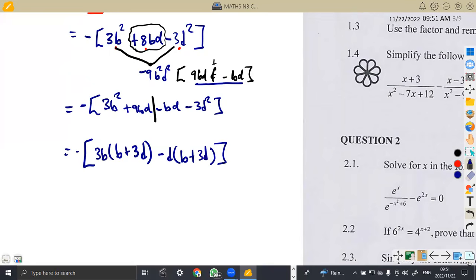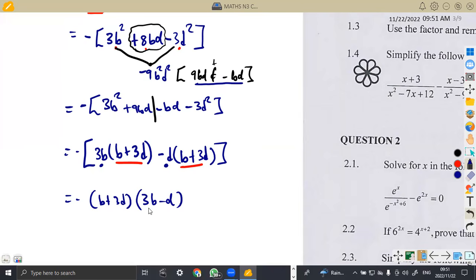So as you can see, the brackets are the same. So we can factor out one of these brackets. It's going to be negative b plus 3d in bracket. Then we remain with 3b minus d. So it's going to be 3b minus d, like that. So that is what we're going to have at the end if we are to factorize this properly.